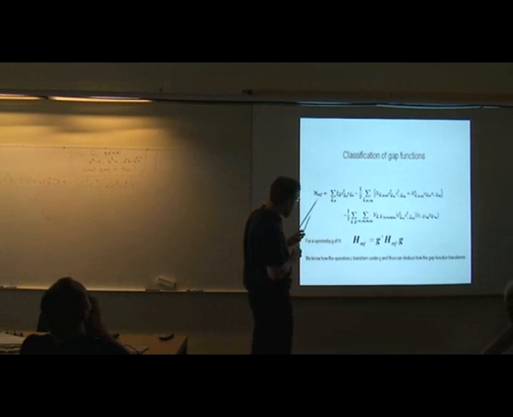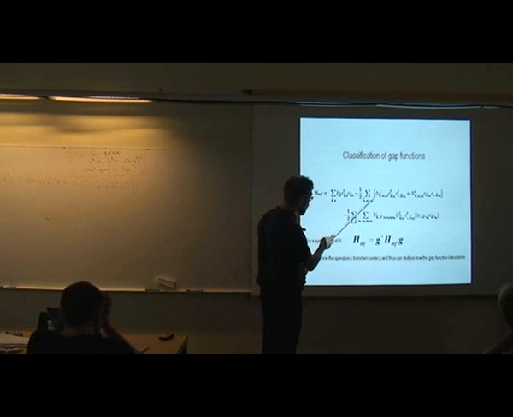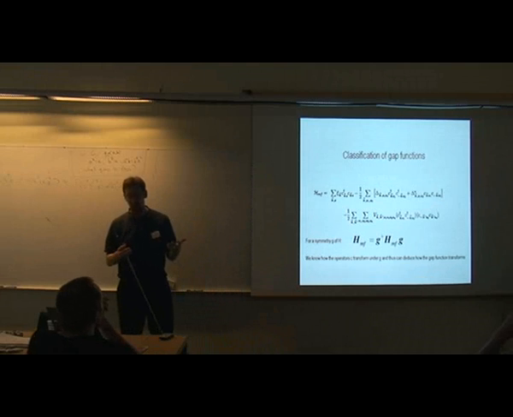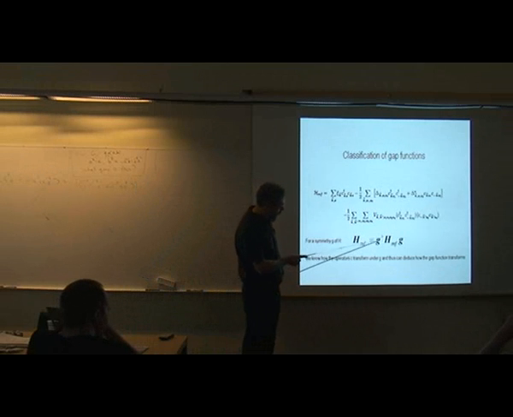We have a mean field Hamiltonian, and in the mean field Hamiltonian we've introduced our pairing symmetry. But now we can ask the question, suppose we know there's some symmetry that our Hamiltonian has to obey. And that means that if I apply the symmetry operation, G dagger H G, that must be equal to H.